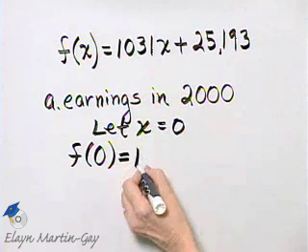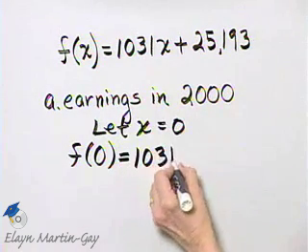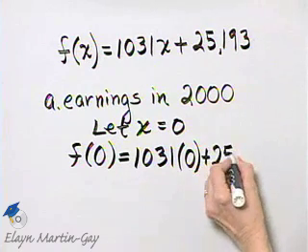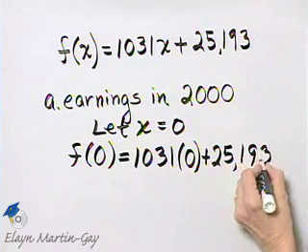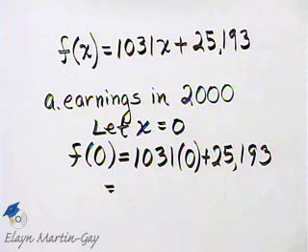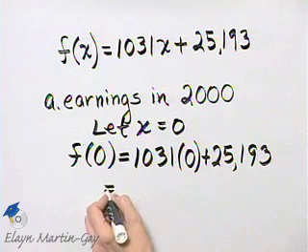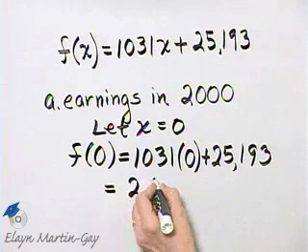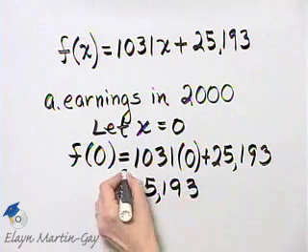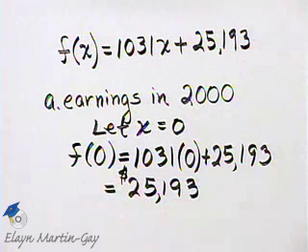That is 1,031 times 0 plus 25,193. So f(0) is, of course, 0 plus 25,193. So the answer is 25,193. In the year 2000, those earnings were $25,193. Now look at part B.